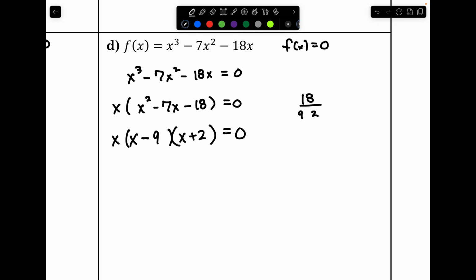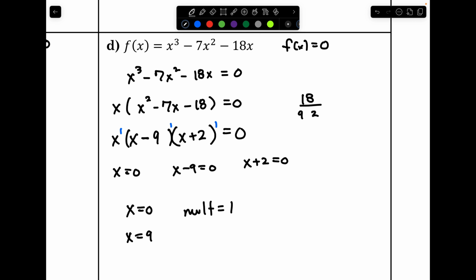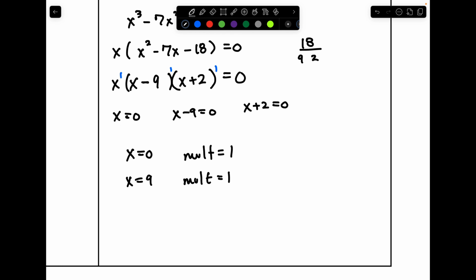So now we have, again, three distinct zeros. x is equal to 0, x minus 9 is equal to 0, and x plus 2 is equal to 0. And you're going to notice that each one of these is being raised to the first power. So the multiplicity is going to be 1 on each one of them. So x equal to 0 has a multiplicity of 1. x minus 9 equal to 0 means that x equals positive 9, and that is going to have a multiplicity of 1. And x plus 2 equal to 0 means that x has to be negative 2 in order to make that equal to 0. And that's going to also have a multiplicity of 1.